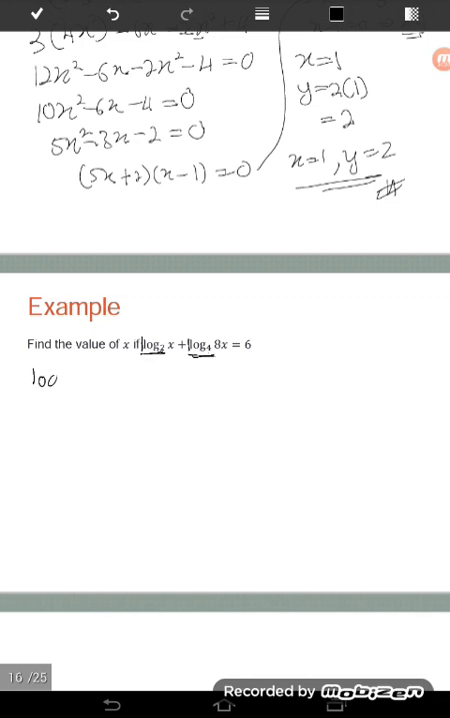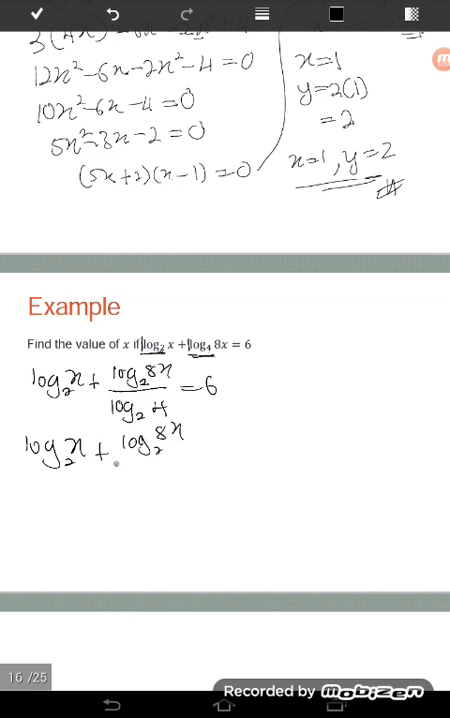Okay, so therefore we have log x base 2 plus log 8x divided by log 4 equal to 6. And the base we put any number that we need. Okay, so since here we need base 2, so therefore we put here base 2. Okay, so therefore we have log x base 2 plus log 8x base 2 divided by log 4 base 2, 4 actually is 2 power of 2, which is equal to 6.